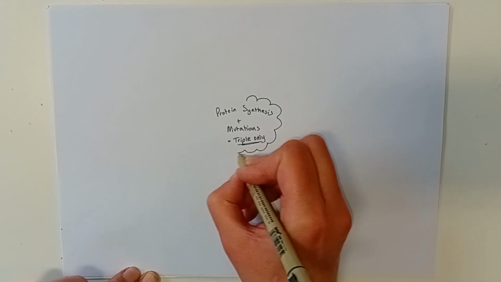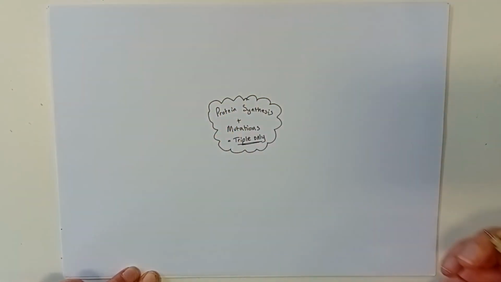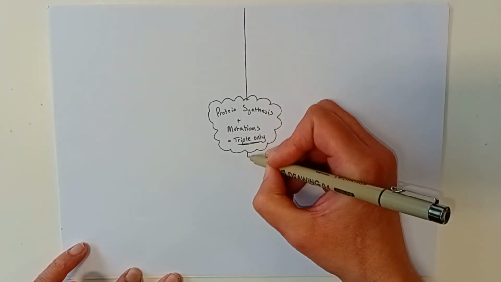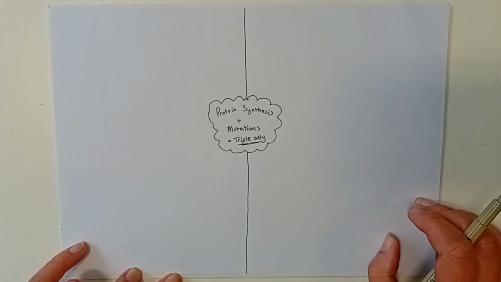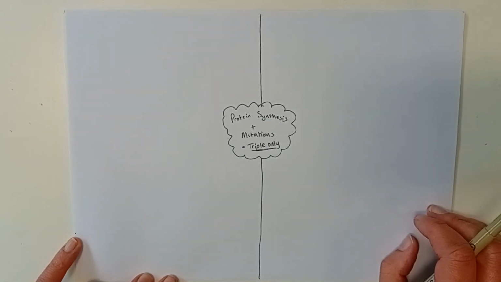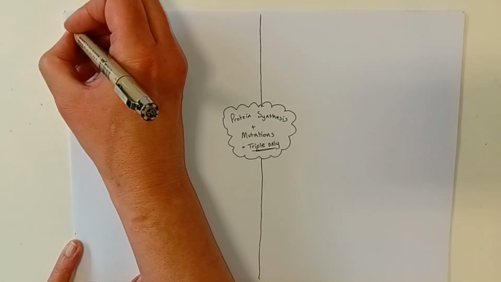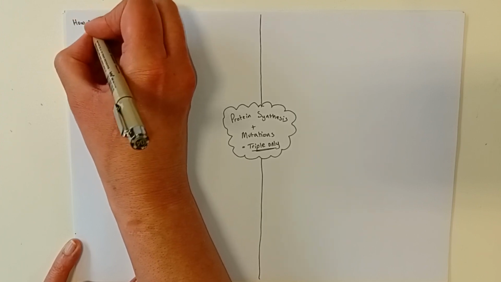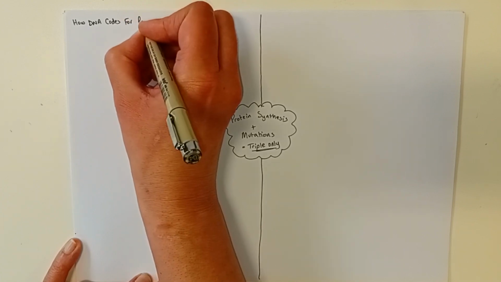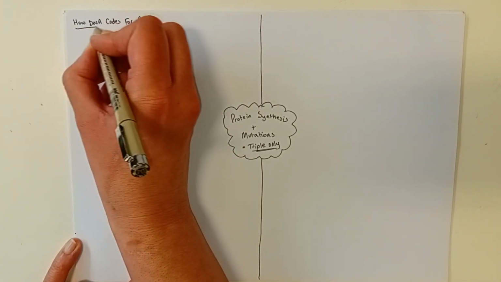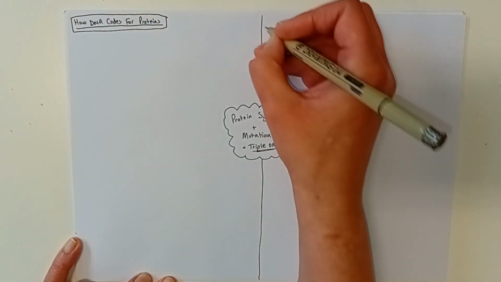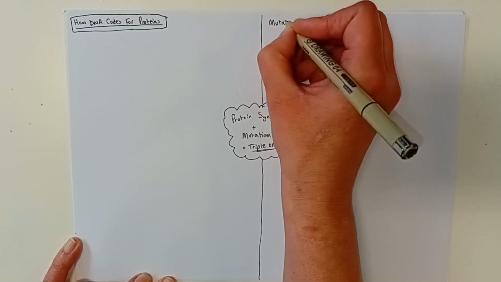As usual, I'm going to put my title in the middle. And this time, because we've just got two topics, I'm just going to divide my page in half. So I'm going to draw a line down the middle, and we're going to start by looking at how DNA codes for proteins. And then we're going to move on to look at mutations.